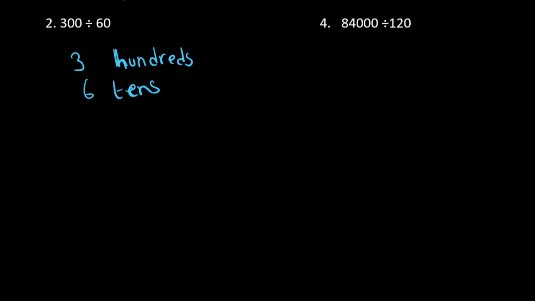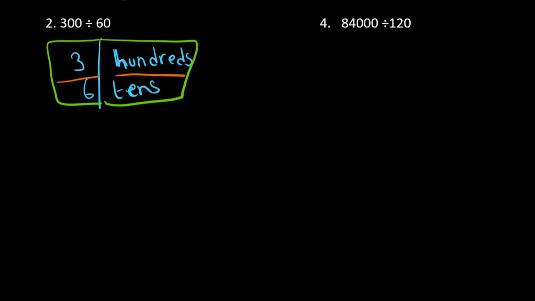Okay, I think that's a glitch. But anyway, 3 hundreds and 6 tens. So divide it with a line. And now box it. So that is just a recommendation. You can do this in your head. It'll be like 3 hundreds and 6 tens. And you can use a line to separate them so that you won't get confused. Now you do 3 divided by 6. You can't do 3 divided by 6.